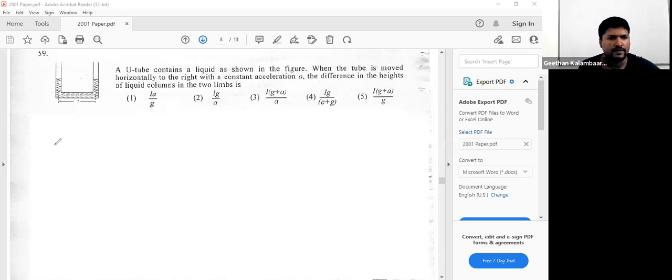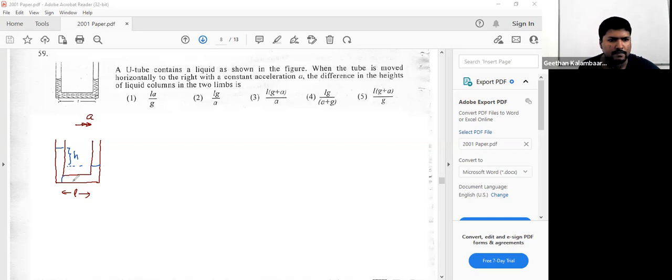For question number 59, we can recreate the diagram that they have given according to the scenario. It's moved towards the right-hand side with an acceleration a, and the length of this path is L. Now you know the liquid levels must be like this, right? Liquid levels must be like that when it's being accelerated. So this is H.